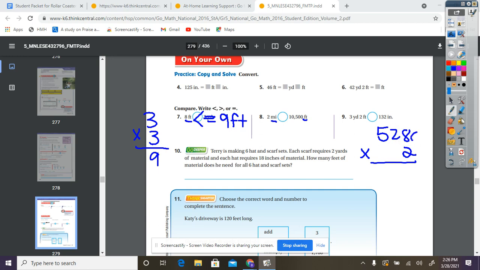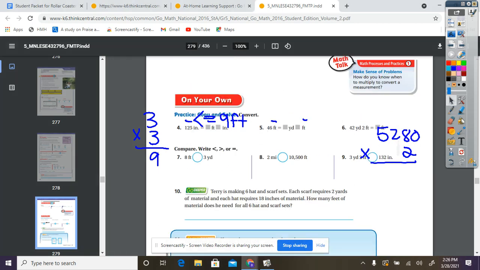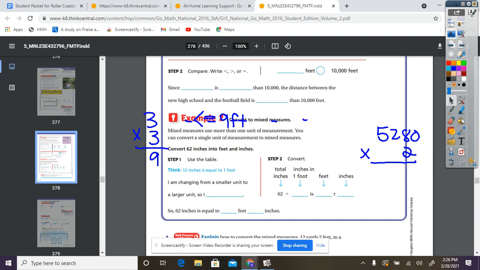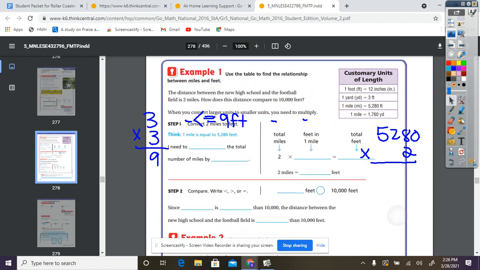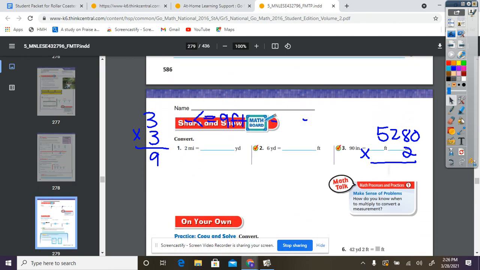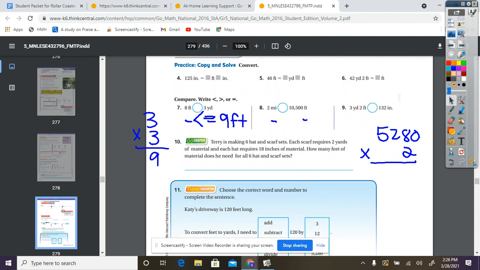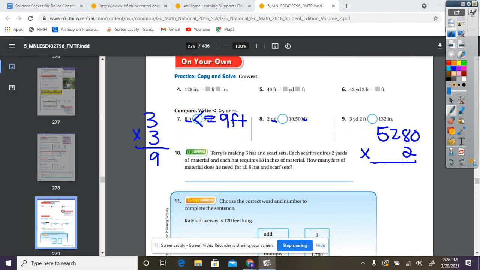If you're wondering where I'm pulling these numbers from, they're not random. They are from this chart right here that you can refer back to. 5,280, you're multiplying that out. 2 times 0 is 0, 2 times 8 is 16, 2 times 2 is 4, plus 1 is 5, 2 times 5 is 10. So I have 10,560. Which one's bigger? Boom.